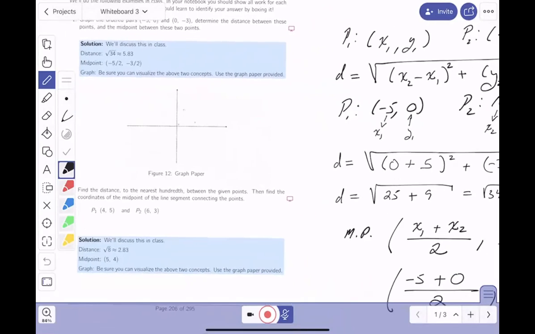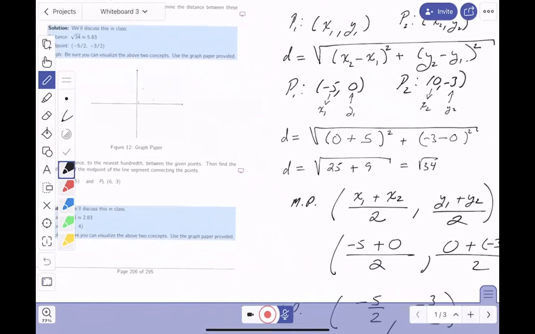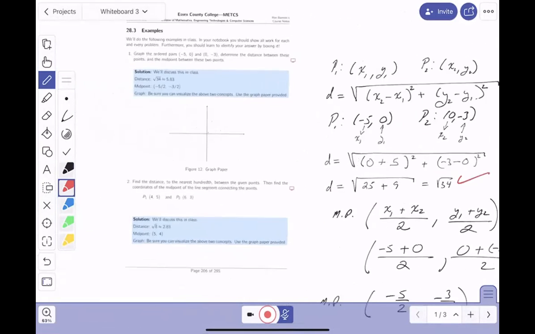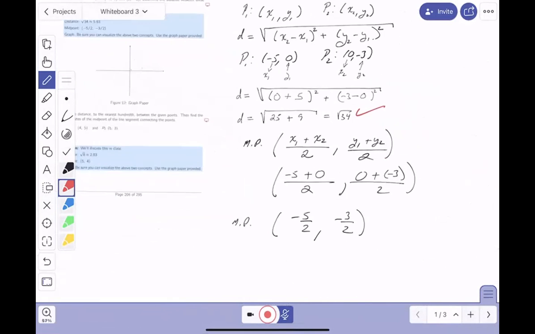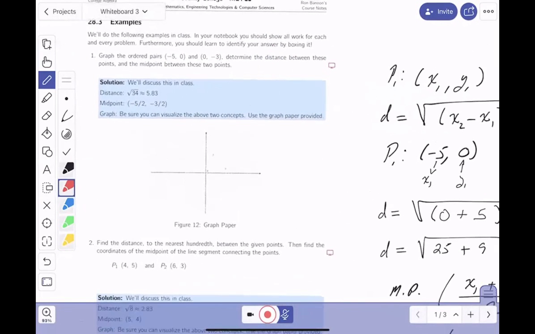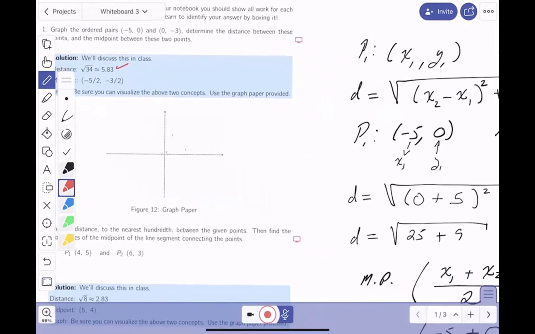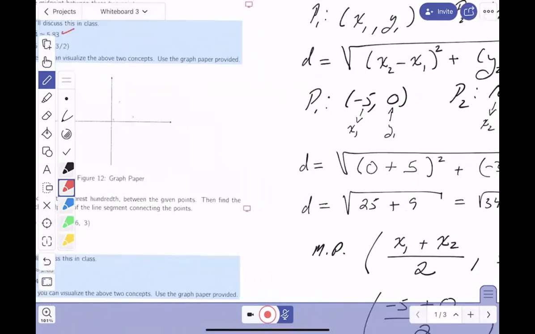So I'm going to point over here. Did I get the square root of 34 for the distance? Yes. Did I get the midpoint -5/2, -3/2? Yes. I feel pretty good about that. Now, someone says, why did they do this over here? It's a good idea to approximate it. In WebAssign, they'll ask you to approximate, sometimes, not all the time. So how do you do that?